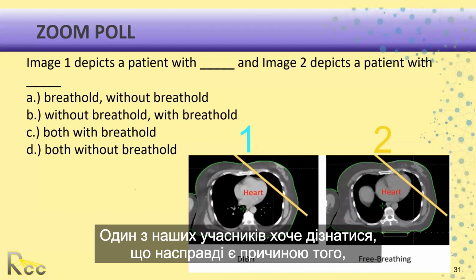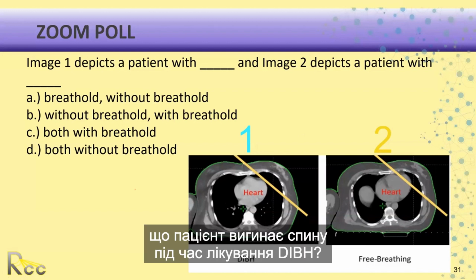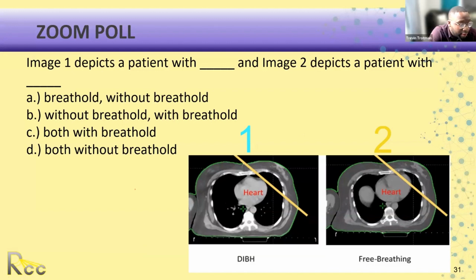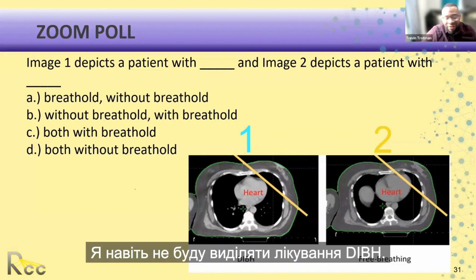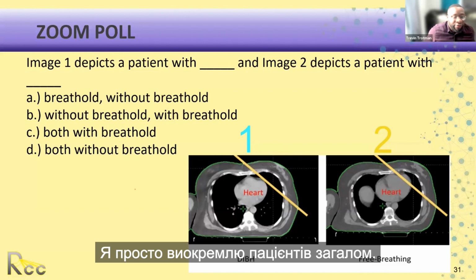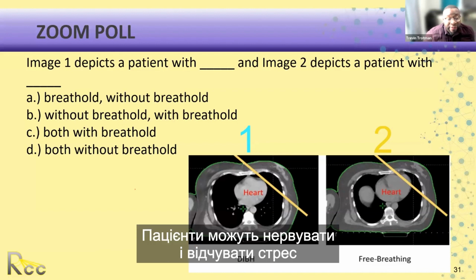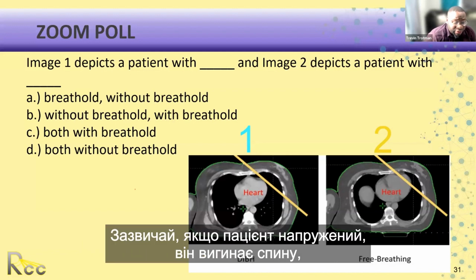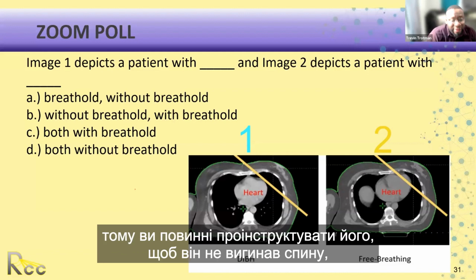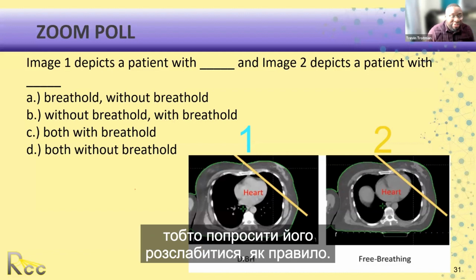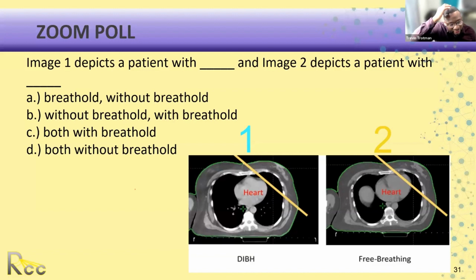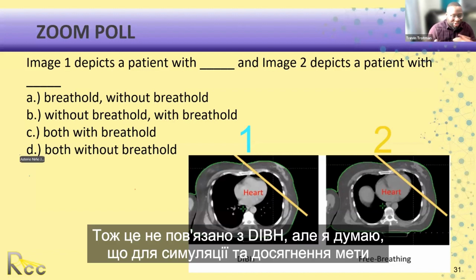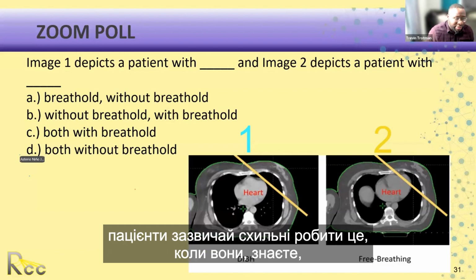One of our participants wants to know what's actually the reason behind a patient arching their back during a DIBH treatment. I won't even single out DIBH treatments, I'll just single out patients in general. Patients can be nervous and stressed at the time of sim, or even on the treatment floor, not understanding what they're going to get into. So typically, if they're tense, they're going to arch their back. So you want to instruct the patient not to arch the back, and tell them just to relax. It's not related to just DIBH, but for simulation and all patients typically tend to do that when they're tense.